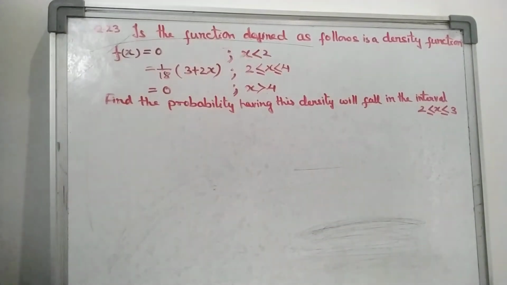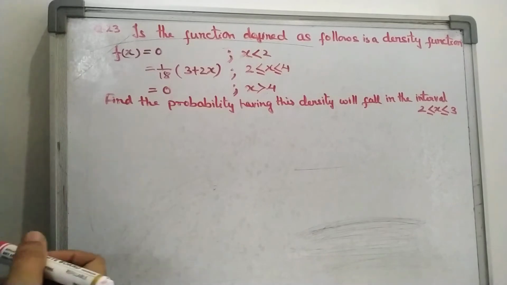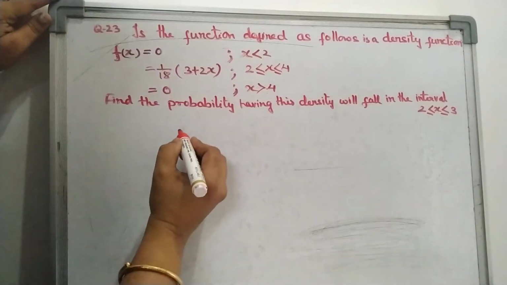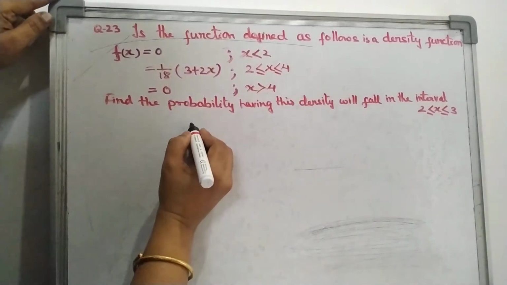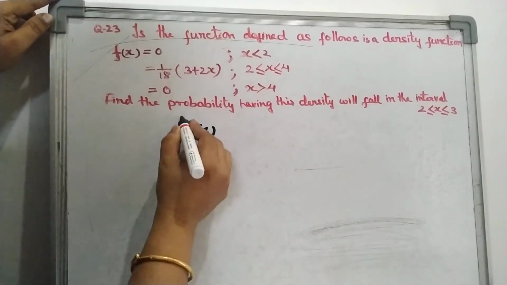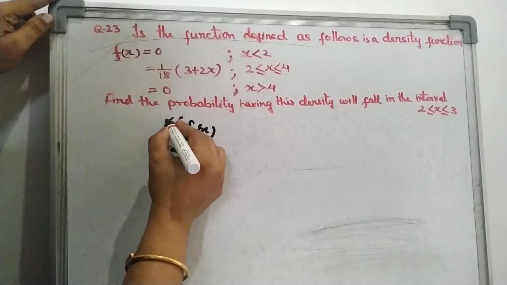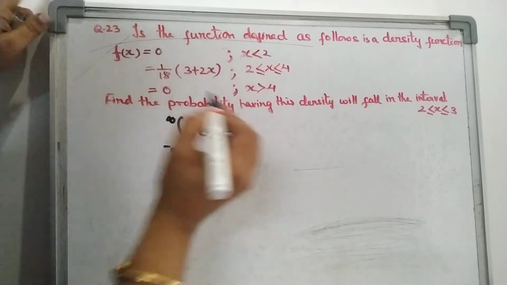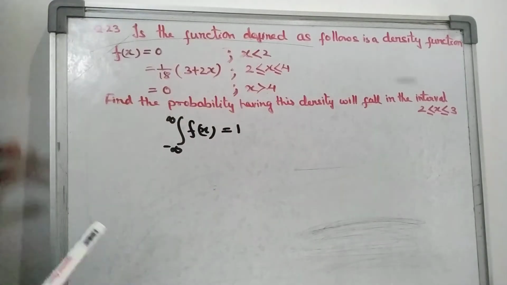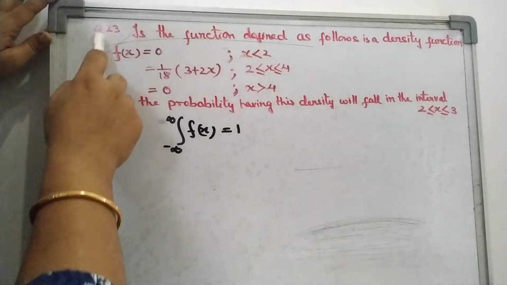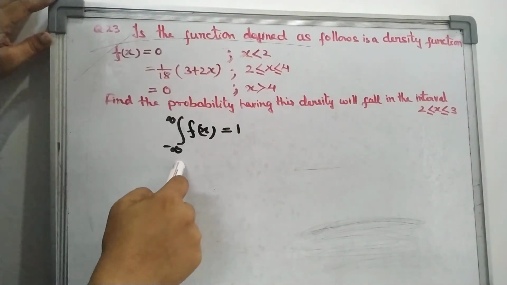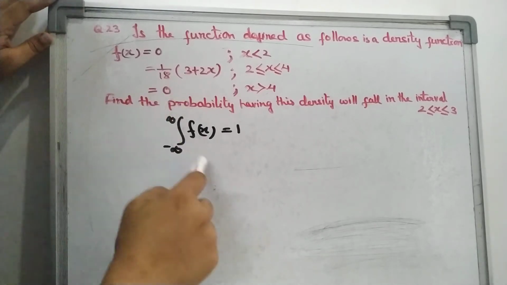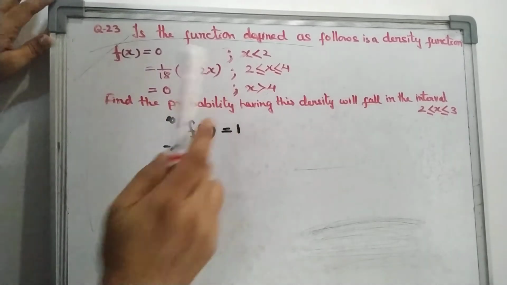As we know, if f(x) is a probability density function, then the integration over the range, that means minus infinity to infinity, is equal to 1. So we are asked to find the integration of this function over the range, whatever be the range given, and check whether the value is 1 or not.